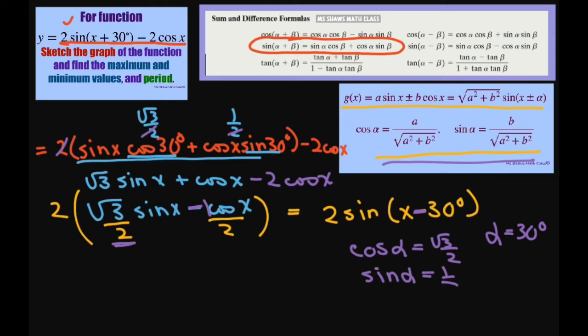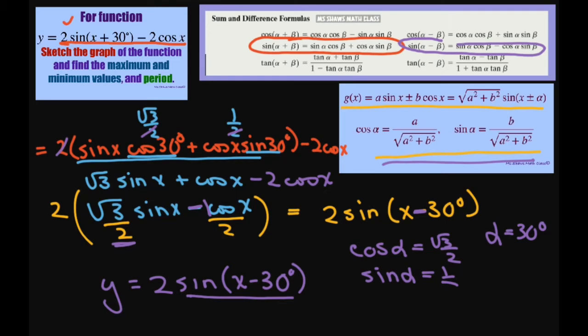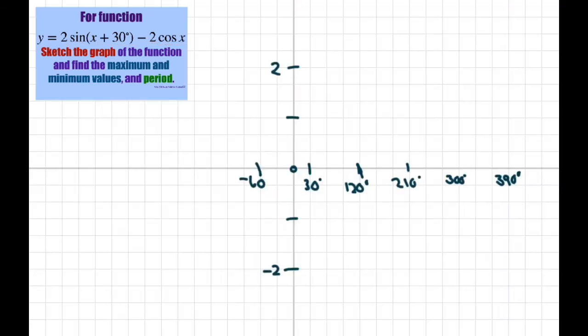So basically now we have a translation. We have y equals 2 sine of (x minus 30 degrees). You could also take this and use this formula, and you'll get back to what we have here. So basically it's a translation of the graph along the x-axis. I'm going to write this here, y equals 2 sine of (x minus 30 degrees).